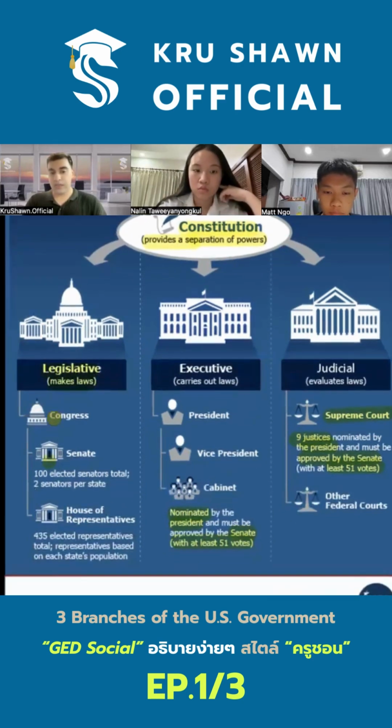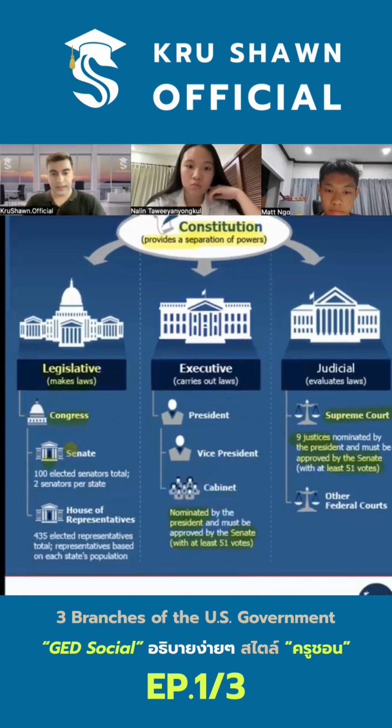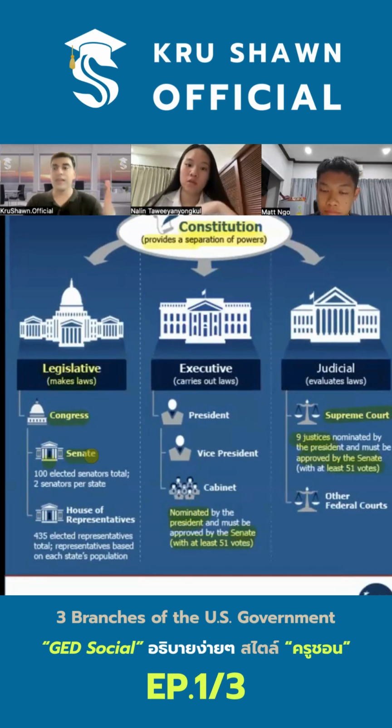In this branch, we have the US Congress, and the US Congress is divided into two houses. The first is the Senate. In the Senate, we have a total of 100 senators. Why 100? Because we have two per state. And how many states do we have in the US, guys? 50 states. So 50 times 2, 100 senators in total.